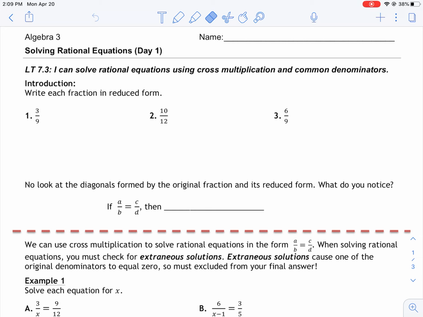Okay, and that expression should sound familiar. I'm just going to review where it comes from and how it works. So we're going to start with a quick little introduction, and it says to write each fraction in reduced form. So if you know how to do that, go ahead and pause the video and reduce these 3 fractions. Okay, if you need a refresher, go ahead and stay with me.